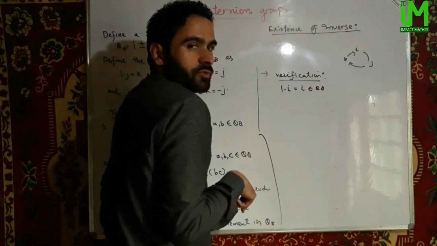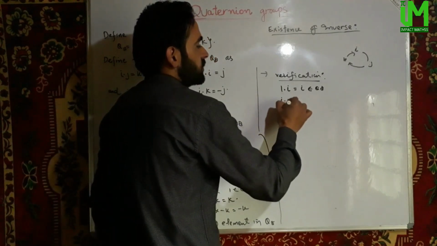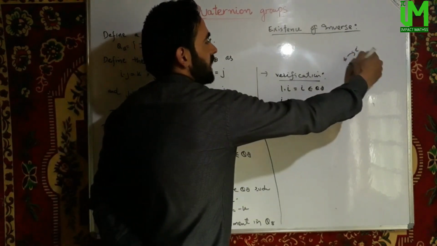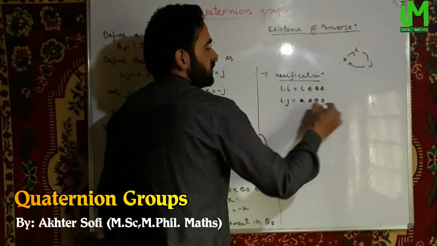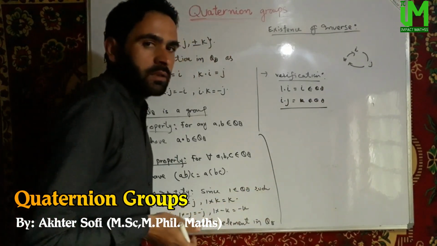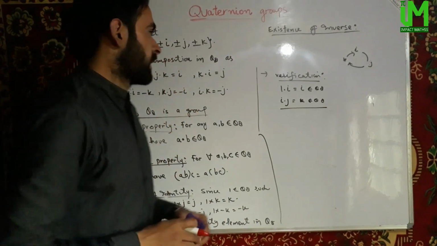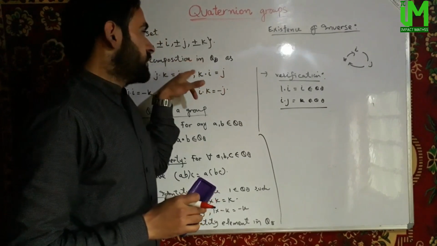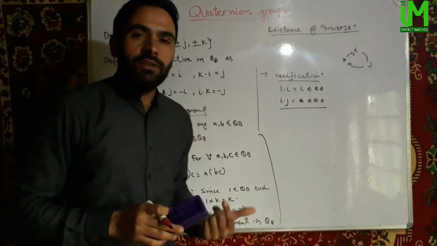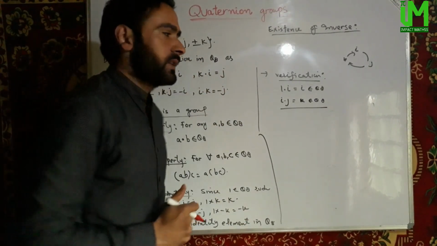Now if we take any two different elements, say i and j, what will be i dot j? As per this, i dot j will be k, and k is again in Q8. Similarly, we can prove for other elements as well. So we say composition of any two elements of Q8 is again in Q8. That means closure property is satisfied.